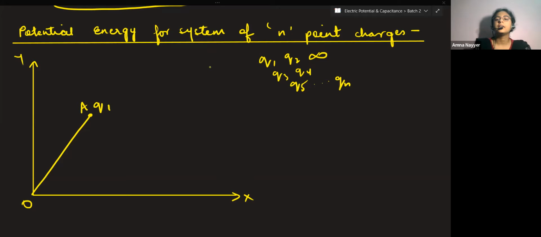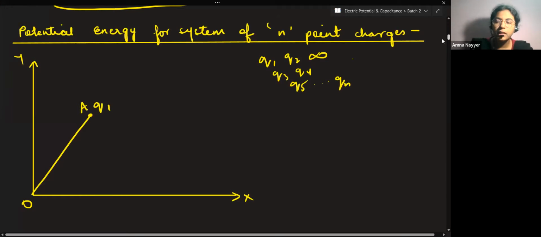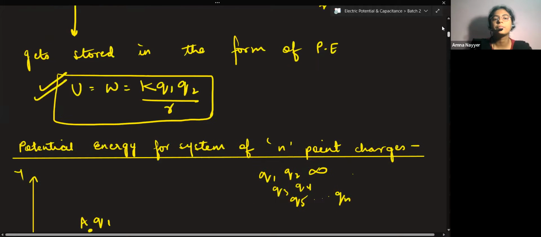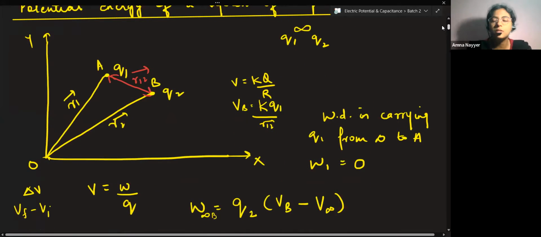See, if you have no other charge present to interact with, and you're bringing the charge, your work done becomes 0. See, that's what we did in the first part. When we had done this, at infinity, Q1 and Q2 were there. When Q1 had been brought, since there was no other charge already present, so work done in carrying Q1 from infinity to a point becomes 0.